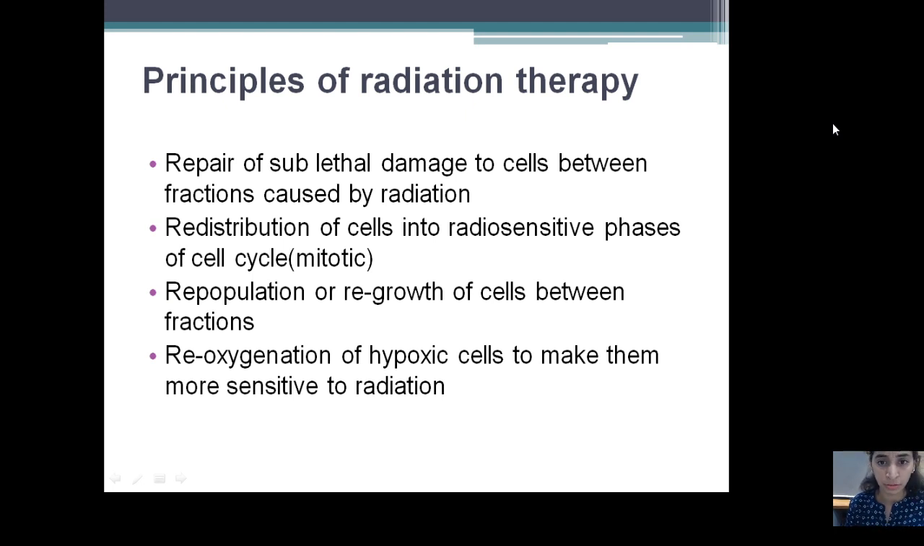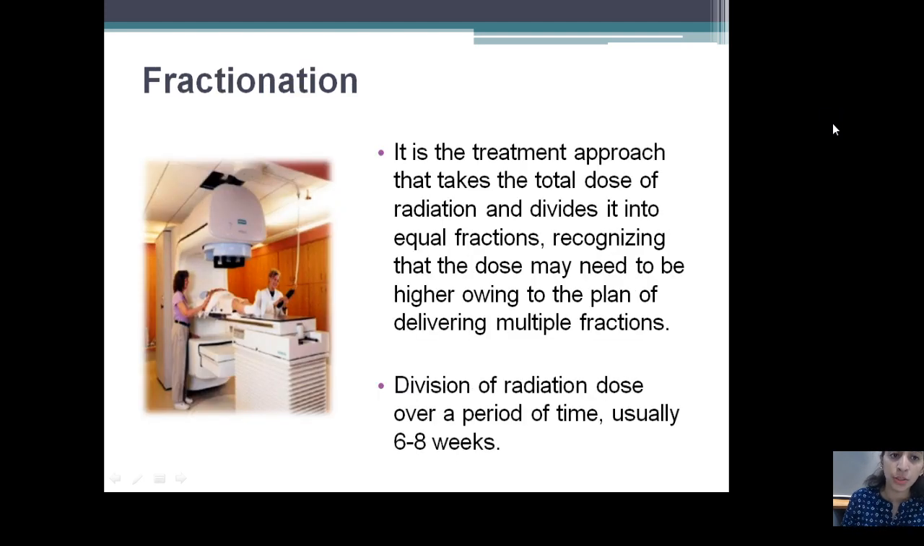Then repopulation, or regrowth of the cells between fractions, and reoxygenation of hypoxic cells to make them more sensitive to the radiation. This is how the principle of fractionation comes. It is a treatment approach that takes the dose of radiation and divides it into equal fractions, recognizing that the dose may need to be higher owing to the plan of delivering multiple fractions. The division of the radiation dose over a period of time is usually 6 to 8 weeks.